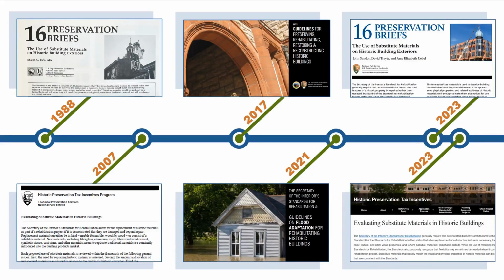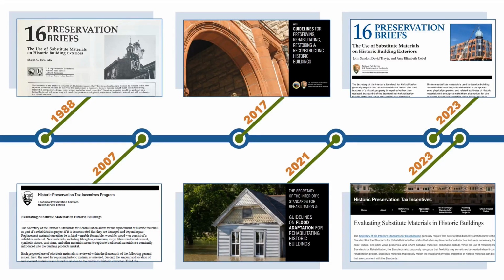Before we get into the details of the current preservation brief, this timeline illustrates the evolution of NPS guidance related to substitute materials and how we got to where we are today. The original Preservation Brief 16 was published in 1988 and established guidance on the use of substitute materials on historic building exteriors. This was a valuable guidance document with general concepts and principles that have certainly stood the test of time.